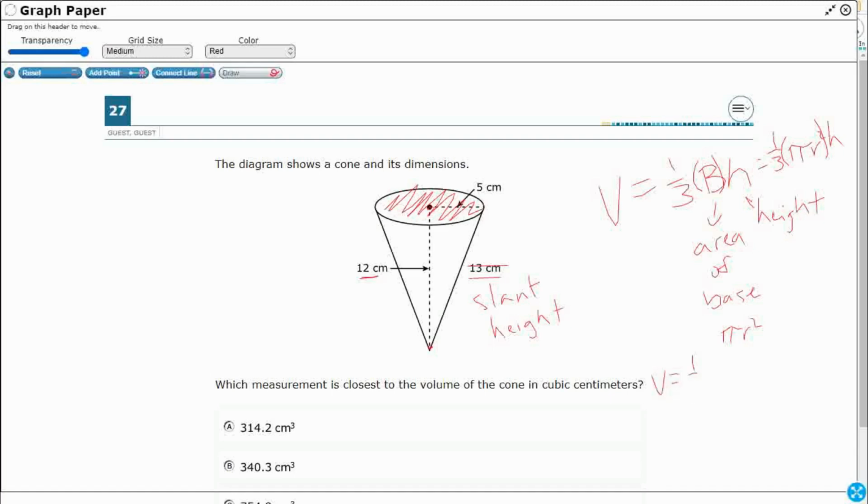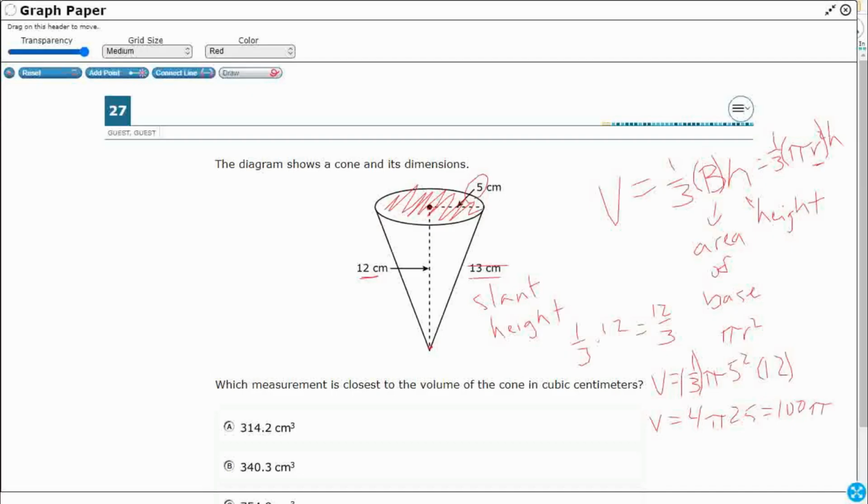V equals 1/3 times pi r squared. So that's 5 squared times my height, that's 12. I can simplify this a little bit. So 5 squared, that's going to make 25, and I want to do this 1/3 times 12, that's 12/3, that's just 4. 4 times pi, and then my 5 squared is 25. 4 times 25 is 100 times pi.